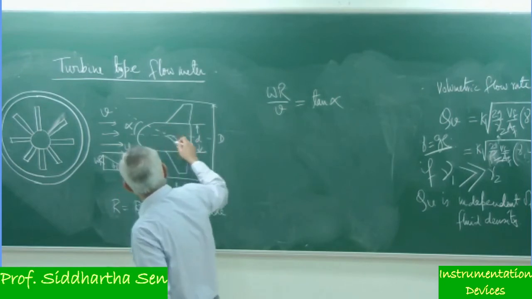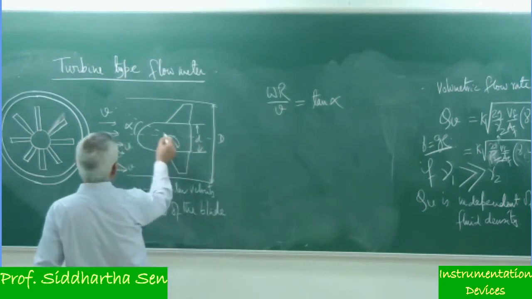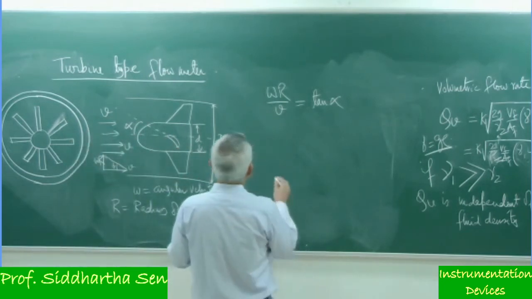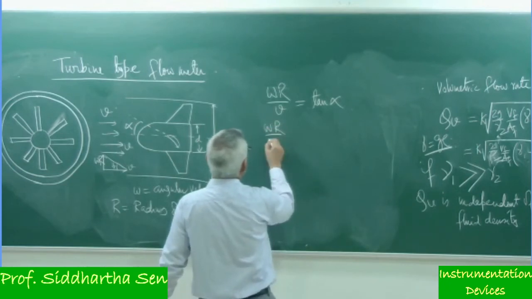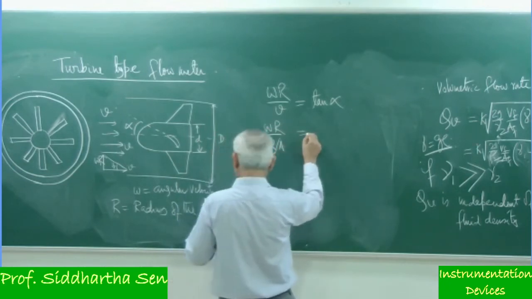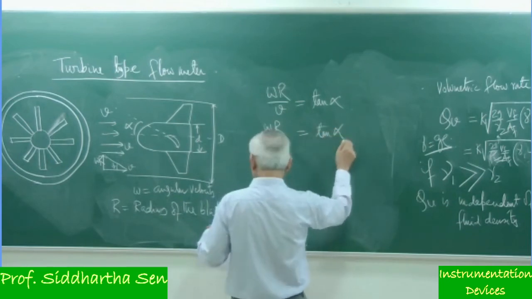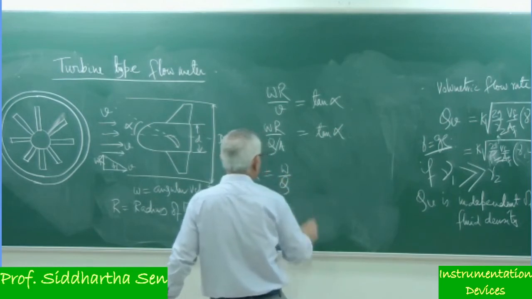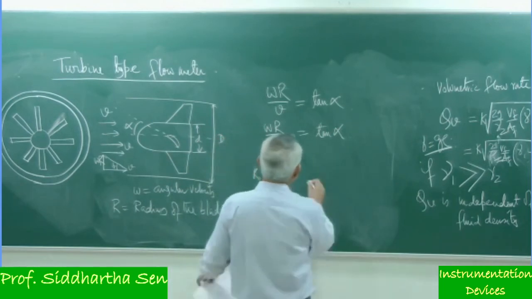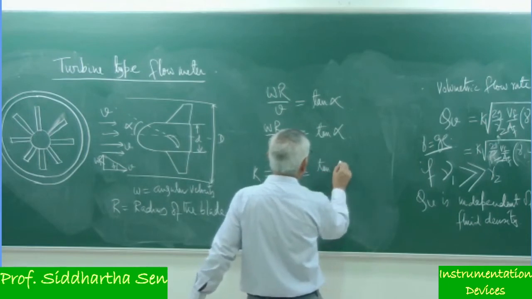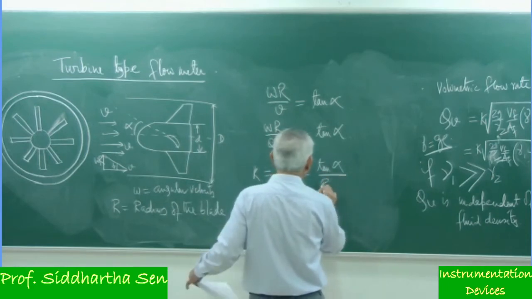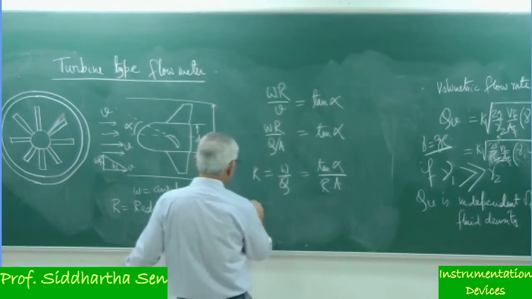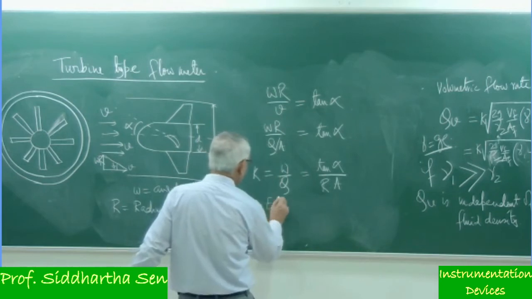This is the alpha, which is the blade angle. Alpha is the blade angle. So we can say that omega r divided by Q by A is equal to tan alpha, or the constant omega by Q is linearly proportional. This is equal to tan alpha divided by R into A. And what is A? A is the effective flow area.